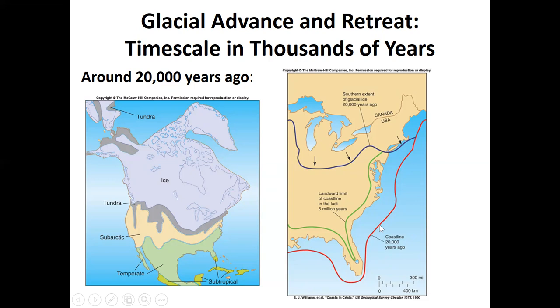Right? And if all the ice would melt, this would be the coastline, the green line. And you see, that's a problem, because a lot of people live between the modern day current coast and that green line.